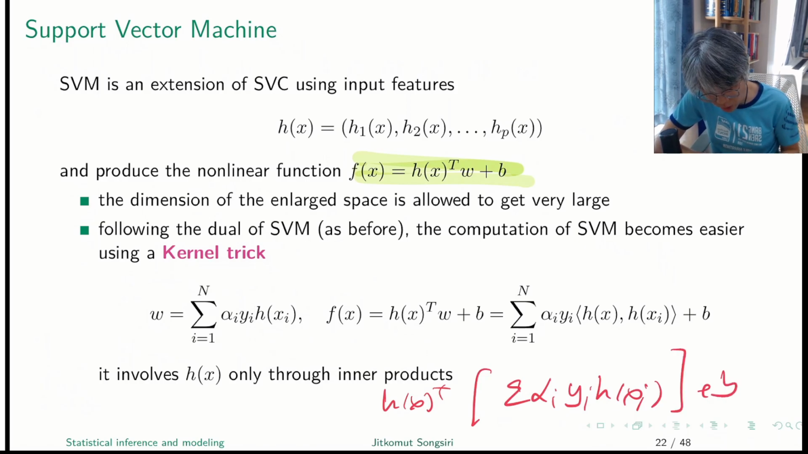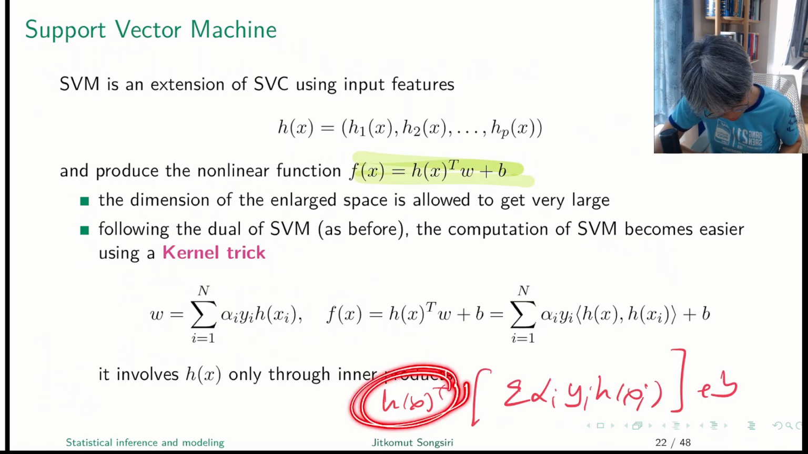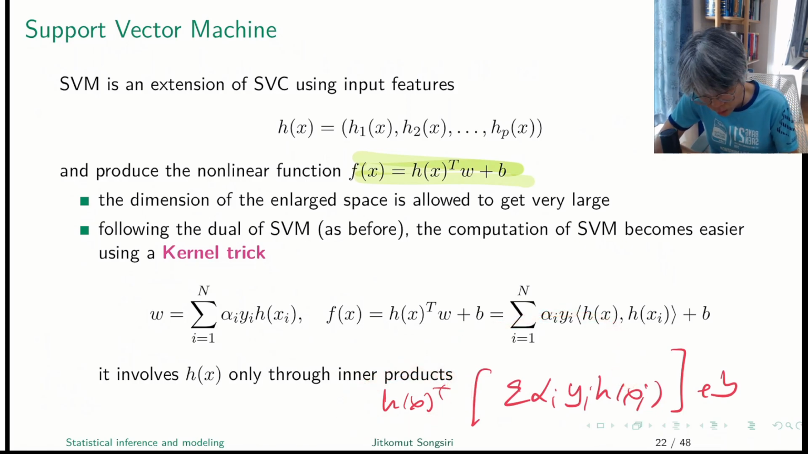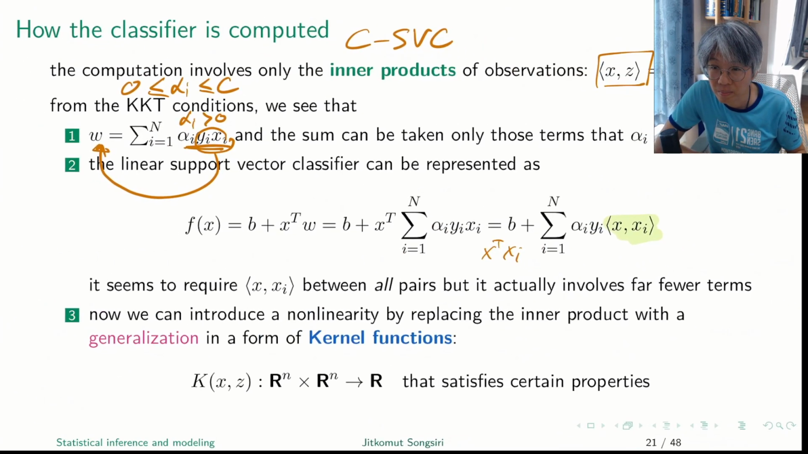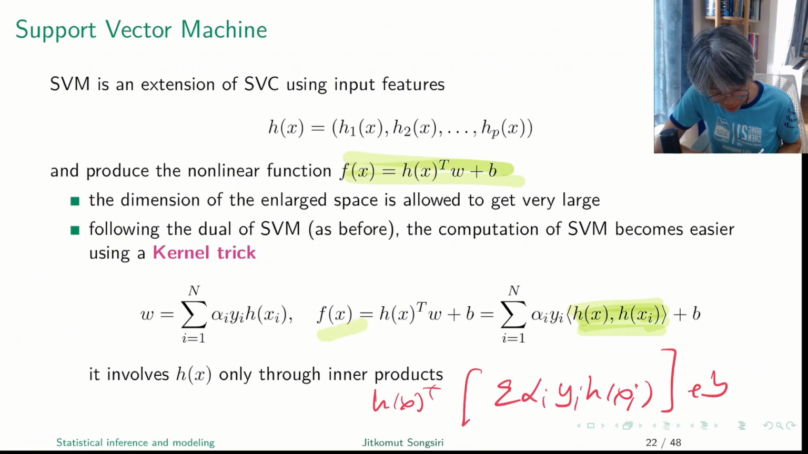All right. You will see that it will require only the inner product of h(x) transpose and h(xi), very similar to the previous one when we compute in the vector case, the linear case. In order to compute f(x), we only need the inner product between h(x) and h(xi). We don't need to calculate h(x) explicitly.